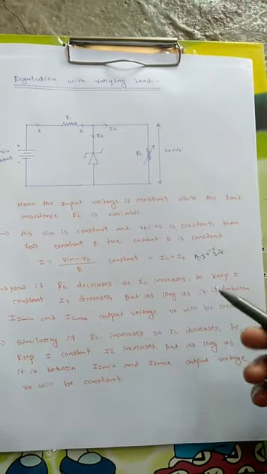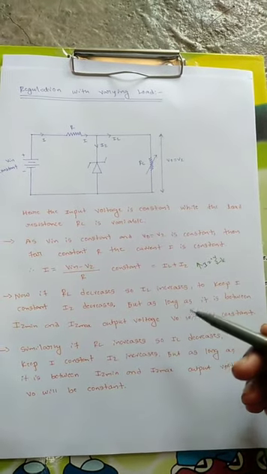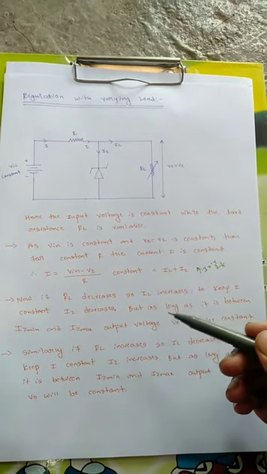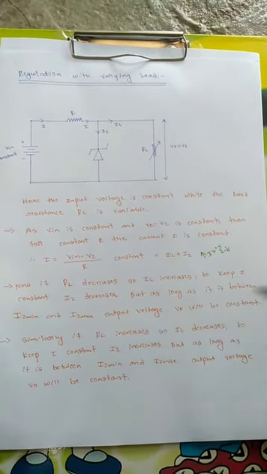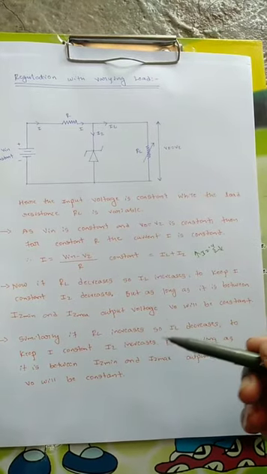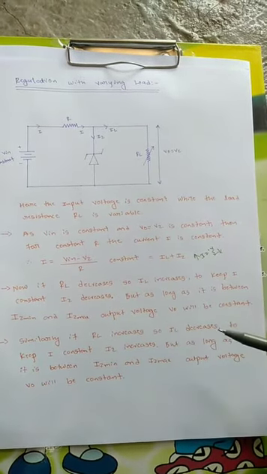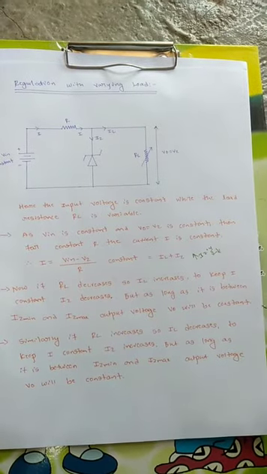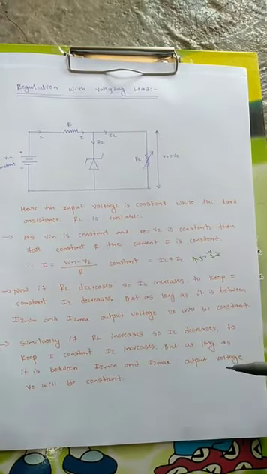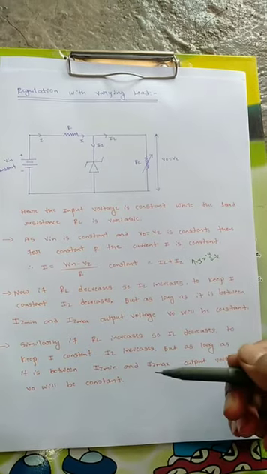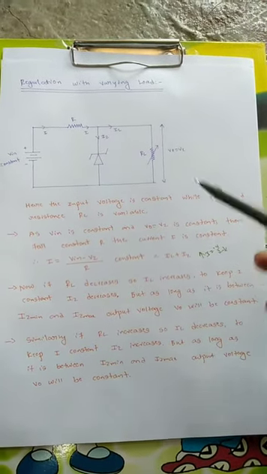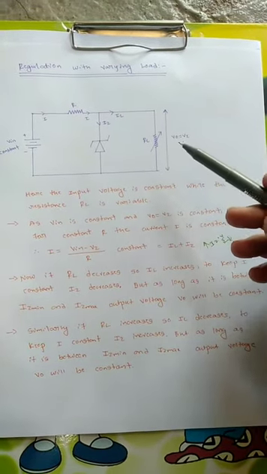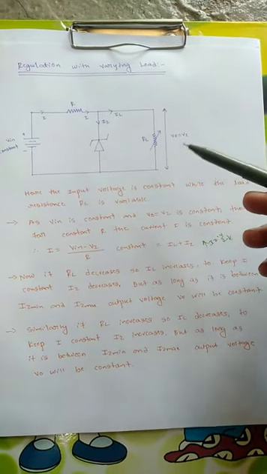As I have shown in my previous graph, as long as the Zener current is between IZ minimum and IZ maximum, the output voltage will be constant. Similarly, if RL increases, IL decreases, so to keep I constant, IZ increases. But as long as it is between IZ minimum and IZ maximum, the output voltage V0 will be constant. So like this, if the output load varies also, we will be getting a constant voltage across it. So this is the use of the Zener diode as a voltage regulator.